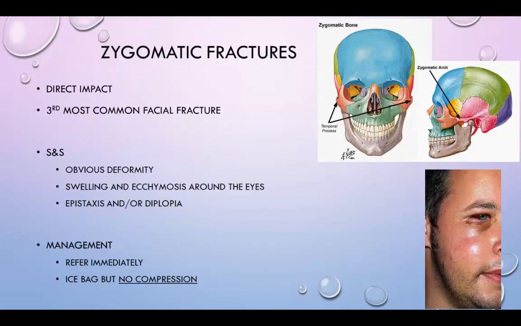Zygomatic fractures occur most often as a result of direct impact. They are the third most common facial fracture. Signs and symptoms include obvious deformity, swelling, and ecchymosis or bruising around the eyes, epistaxis or a bloody nose, and/or diplopia, which is double vision. Management should include immediate referral to a physician. You can also apply an ice bag, but do not compress the injury.